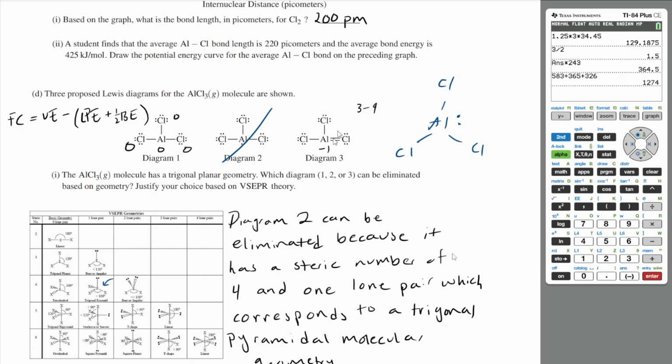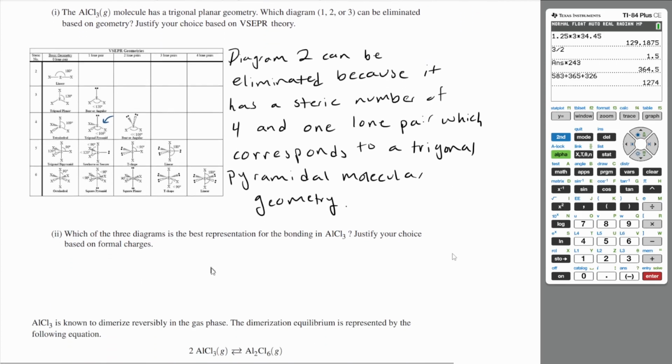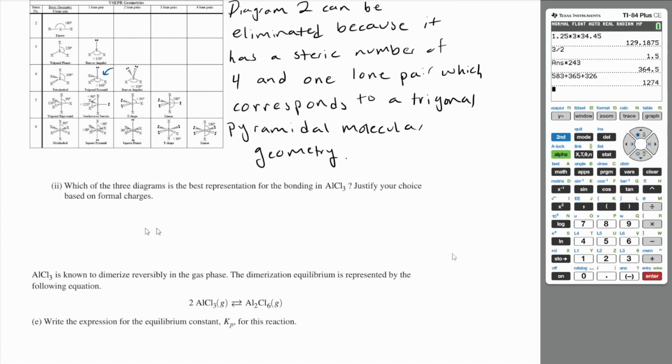Okay, so the chlorine here is still going to have 7 valence electrons minus the lone pair electrons, so that's minus 4. And 1/2 the bonding electrons, it has 4 bonding electrons, so 1/2 that is 2. So that is going to have a formal charge of +1. And these chlorines just have a formal charge of 0. So what can we take away? Well, diagram 1 has 0 formal charges all around, and diagram 3 has a negative and a positive formal charge, and we want to minimize formal charges altogether. So diagram 1 is going to be the best representation for the bonding in aluminum chloride.